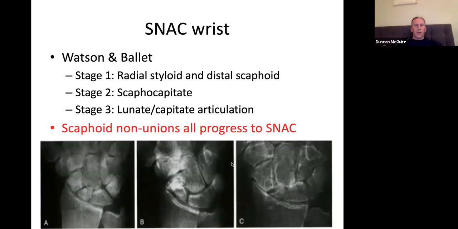One important thing to know is in scaphoid non-unions, all of them will progress eventually to SNAC wrist. So that can be 5 years, 10 years, 20, even 30, 40 years. Sometimes patients only present, you may see someone in their 60s who presents with advanced SNAC wrist, and they'll tell you that they injured their wrist when they were 21 playing rugby, and it never gave them much of a problem. So it can really take a long time to develop.